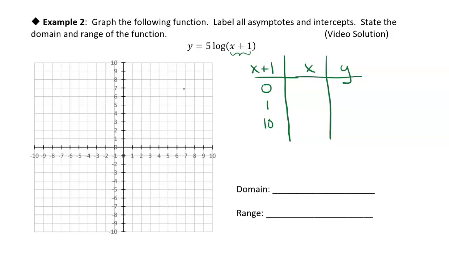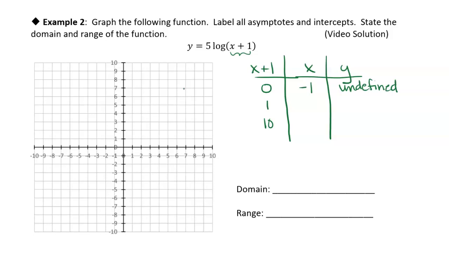So what value of x would give you 0? Well, if I have an x of -1, then -1 plus 1 is 0. And I can't actually evaluate the log of 0. The log of 0 is undefined, but that's where the asymptote occurs. So now I know that the asymptote is at x equals -1.